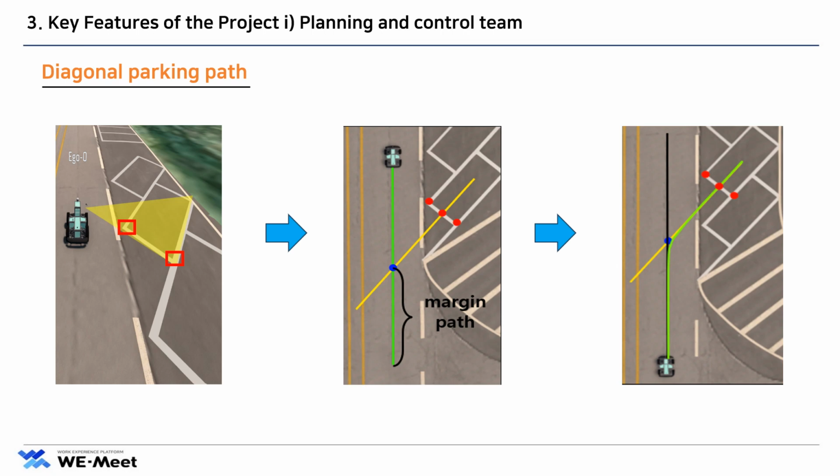These are the main algorithms of the planning and control team. First, diagonal parking. The car recognizes corner points and starts generating a path. It obtains a point that meets the entire path based on the focus of the two corner points. After reversing to an appropriate distance, the route is generated by applying the cubic spline algorithm using the previously calculated point, current position, and parking endpoint.